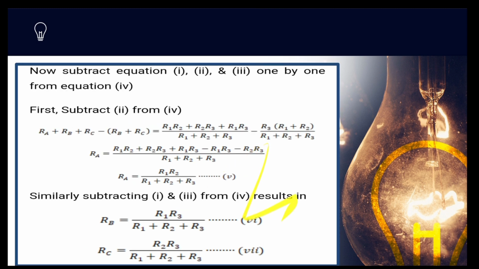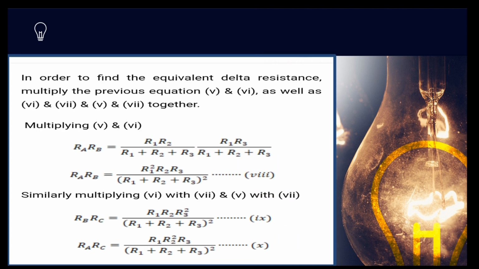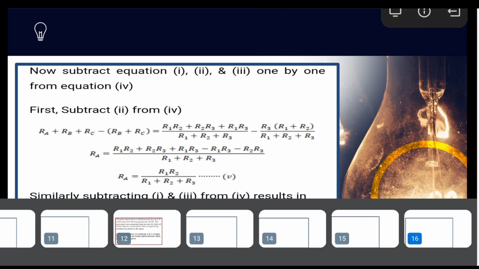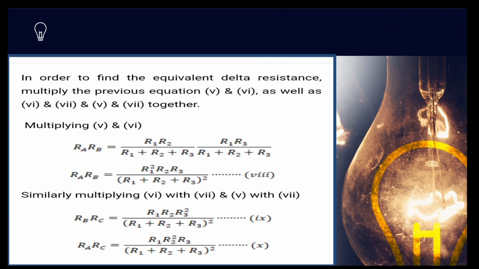So 5, 6, 7, as we got from the delta to star, mark these equations as 5, 6, 7. By using this, in order to find the equivalent delta network, multiply the previous equations 5 and 6 together. RA RB is equal to R1 R2 divided by R1 plus R2 plus R3 into R1 R2 by R1 plus R2 plus R3, then we will get RA RB is equal to R1 square R2 R3 divided by R1 plus R2 plus R3 whole square.